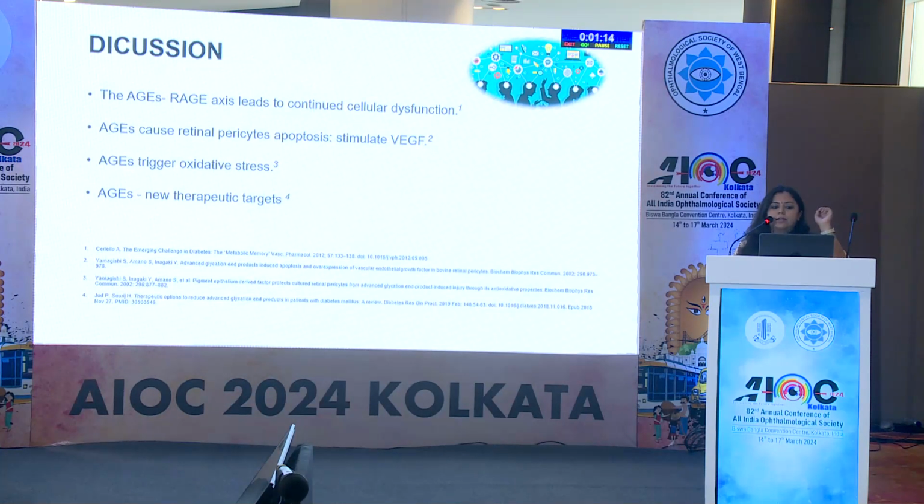The AGE-RAGE axis leads to continued cellular dysfunction, including retinal pericyte apoptosis. In fact, it is said that they are the triggering agents for every pathological phenomenon occurring, such as oxidative stress. That is why they have also become new therapy targets along with the oral hypoglycemics, antihypertensives, and insulins.